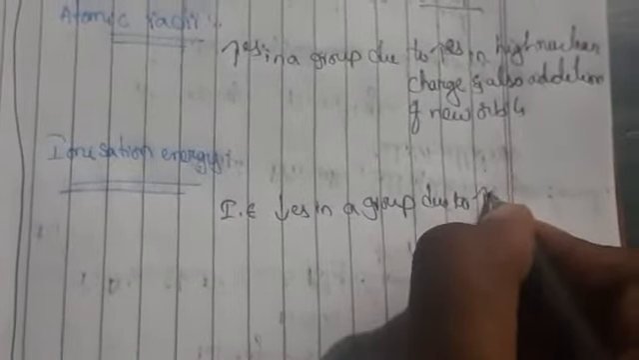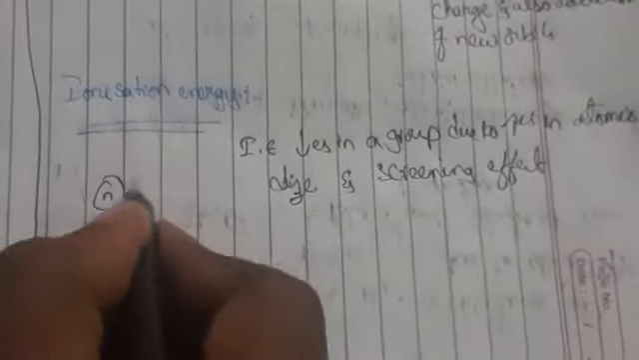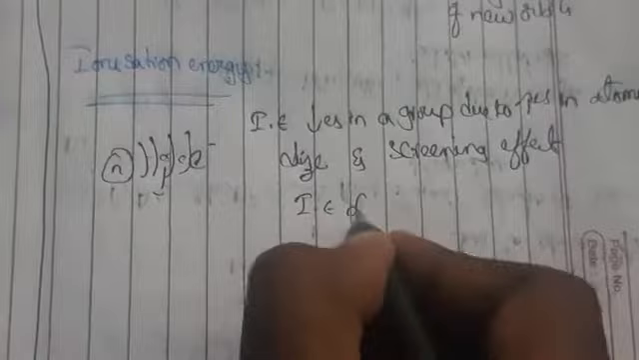Due to increase in atomic size and screening effect or shielding effect. So what is screening effect? When you take the nucleus, there are also inner electrons. The inner electrons which reduce the attraction of the nucleus on the outermost electrons are called the screening effect. So ionization energy is inversely proportional to screening effect.